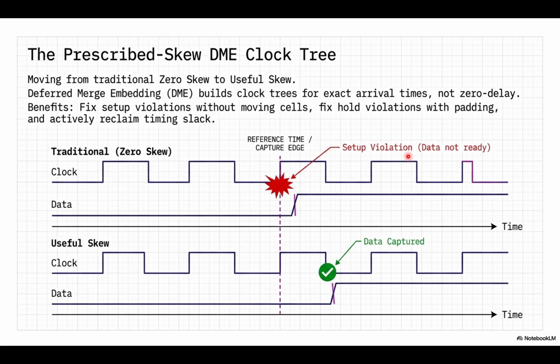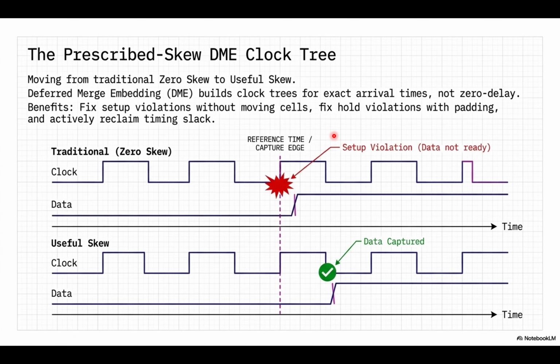Exactly. But with useful skew, the software identifies that specific gate and intentionally delays the clock signal traveling to it. It slows the heartbeat for that one component. Oh, wow. Now, the delayed clock ticks a fraction of a nanosecond later, and the delayed data arrives perfectly on time. The capture edge and the data alignment are synchronized. You fixed a severe physical geometry problem purely by warping the temporal delivery of the clock. That is genius. And it works in reverse too, right? For hold violations, where the data arrives but then disappears too quickly before the next clock tick can capture it. Yes. The software just adds padding to the data wire, physically slowing the data down so it holds in place long enough to be registered.